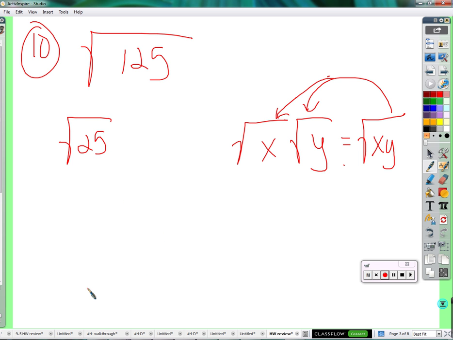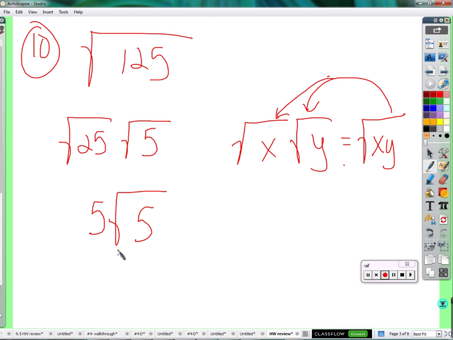I always like to write the nice one on the left and the leftovers on the right. The standard would be to write the whole number that's not inside the square root out on the left side. Let me show you what would happen. The square root of 25 is 5, so we just rewrite the square root of 25 as 5, times whatever's left over, the square root of 5. Okay, so that's our answer.